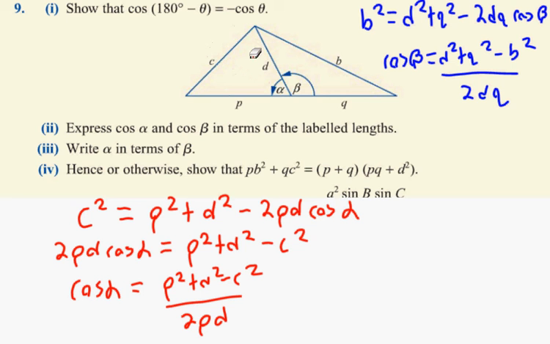Right, alpha in terms of beta. Now, see this hint here? That's the only reason I know how to do this. What's alpha plus beta? So, alpha in terms of beta.